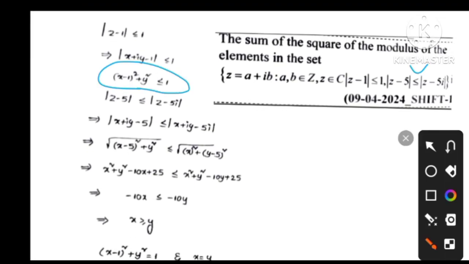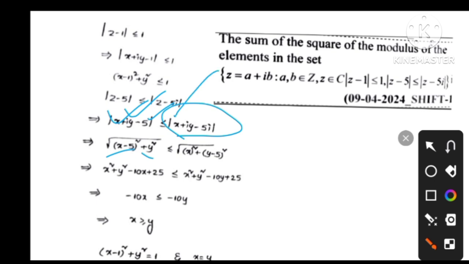Okay, now take the second condition, mod z minus 5 is less than or equal to mod z minus 5i, and replace z equals x plus iy and find the modulus value. Okay, so what is the modulus value of this one? First take the real part, that is x minus 5 whole square plus imaginary part whole square, y square. Okay, and find the modulus of this one, that is real part whole square, x square, plus imaginary part, y minus 5 whole square.